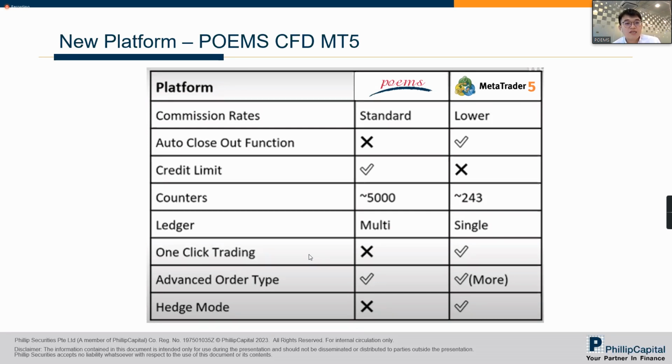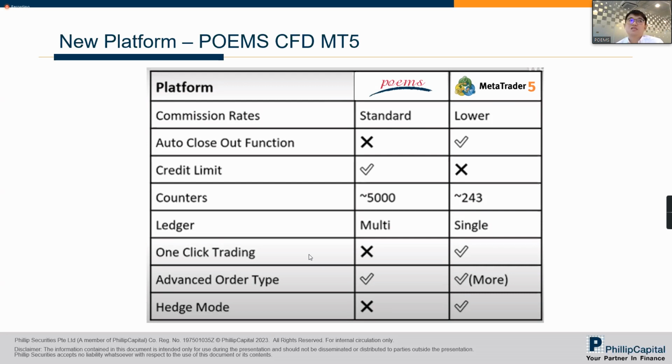For one-click trading, Poems doesn't have it, MT5 does. Just one click is really easy. You just click and you can open a position already. For advanced order types, both platforms have them, but MT5 has more. For hedging mode, Poems doesn't have it and MT5 does.